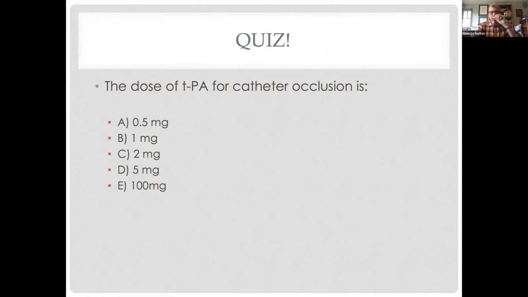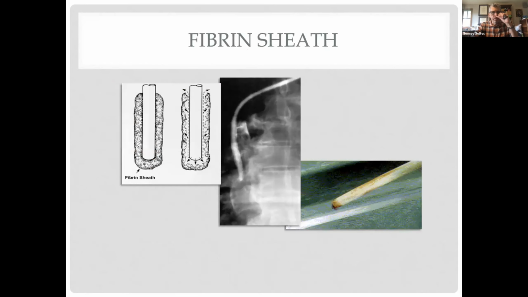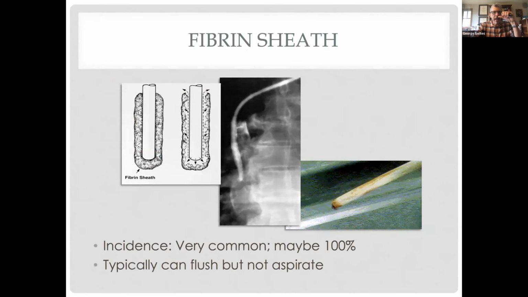We'll skip over the quizzes. TPA dose. TPA has been a bit of a revolution for clogged up catheters. The dose is 2 milligrams. Pretty much all catheters will form a fibrin sheath. I'll dwell on this for a second.